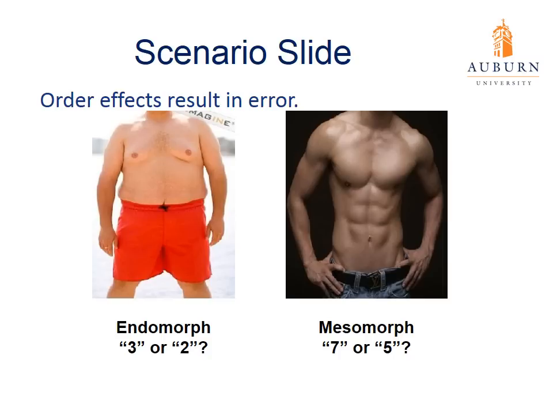And so if the endomorph body type was presented first, then it received a rating of 3, but if it was presented second, it received a rating of 2. The mesomorph body type, or the muscular build, if presented first, received a rating of 5, but if it was displayed second, it received a rating of 7. And so if the numbers change, then there must be some error involved in the analyses. And so that's what the order effect is, that the order of the presentation can change the rating provided by participants.